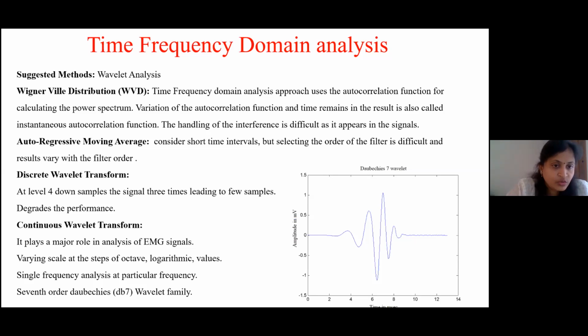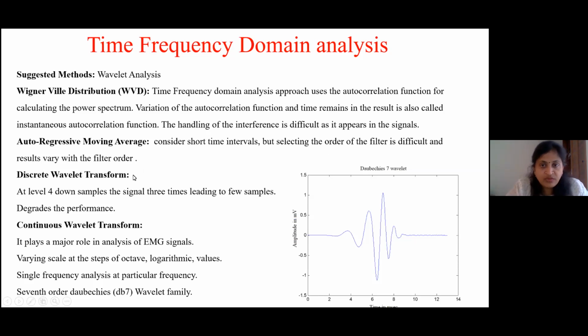Some researchers have also gone for the auto-regressive moving average method. What happens in the Wigner-Ville distribution? It uses the autocorrelation function for calculating the power spectrum. But interference handling is difficult because interference terms appear in the signal in this WVD method. The auto-regressive moving average method considers short time intervals, but selecting the order of the filter is difficult. Some say the order of the filter should be 4 or 5, some say 20 or 50. So the result varies with the filter order in the auto-regressive moving average. In earlier days, most researchers used this ARMA method for the analysis.